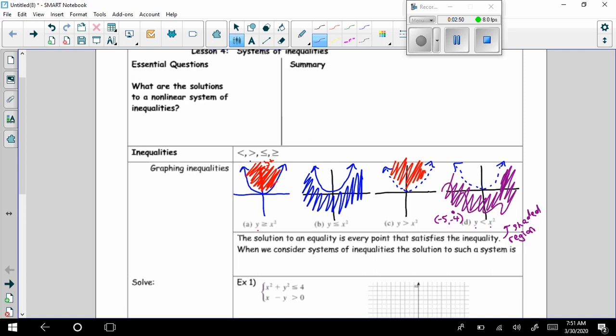If we consider a system of inequalities, the solution to such a system is all points that satisfy all inequalities. So just like with our systems before, it has to make everything true.